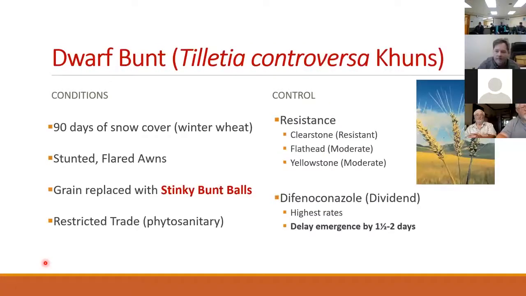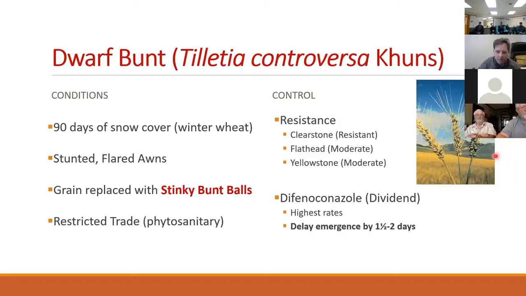Dwarf bunt is exclusively a winter wheat disease problem. It requires 90 days of snow cover for infection of the plants. Infected plants will have flared-out heads. This is the same as with common bunt. And then you have the grain replaced by what are called bunt balls, which are just masses of these stinking smelling spores.